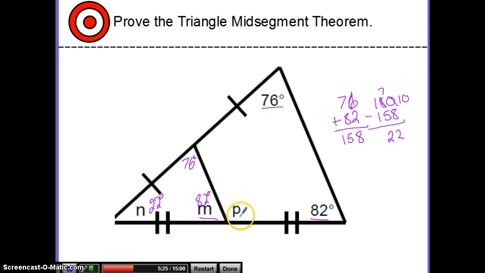Now there is one more angle they want us to find, which is P, okay? Notice the relationship here between angle M and angle P. They do form a straight line together, okay? Because they're right next to each other, they form that straight line. So that means that if I do 180 minus 82, that will give me 98. So that gives me P being 98 degrees, okay?